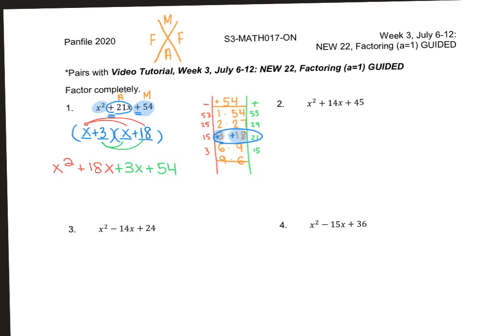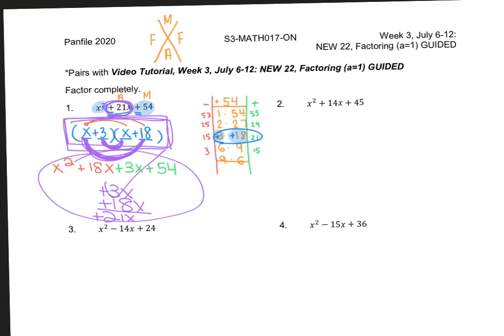Now, if you want to check the shorter way, remember, you check the double rainbow underneath. You check these two, and you check these two. And that gives me plus 3x, plus 18x. That gets me plus 21x, which is what I wanted. And I'm good to go, because again, this is my answer. That's what I wanted. This is just my check. Okay, that's just my double check.